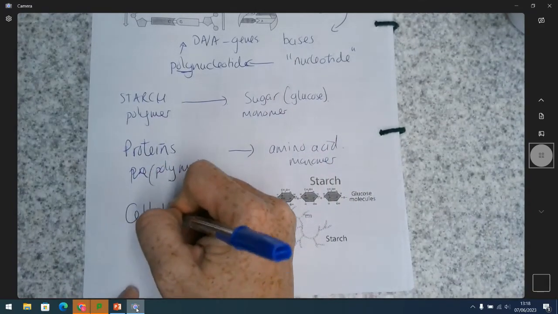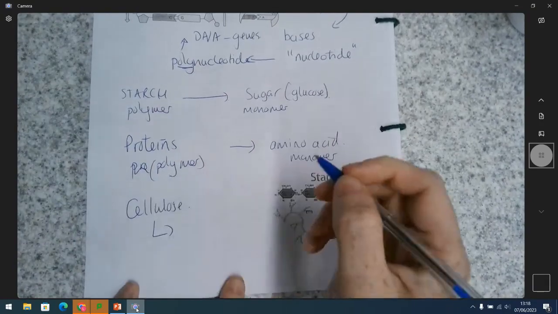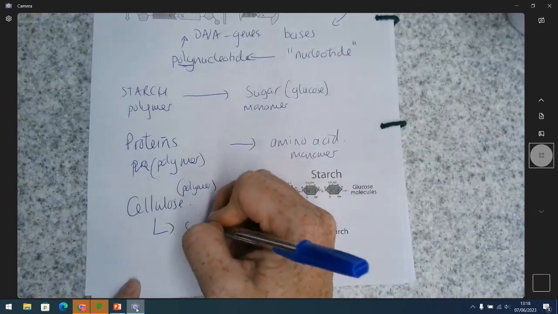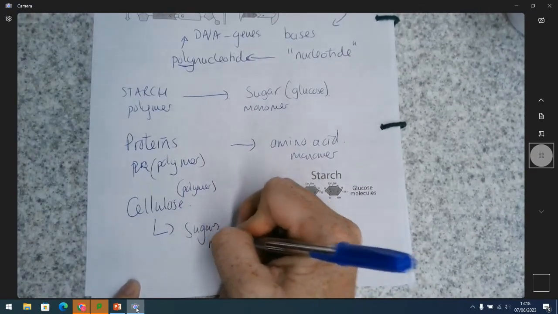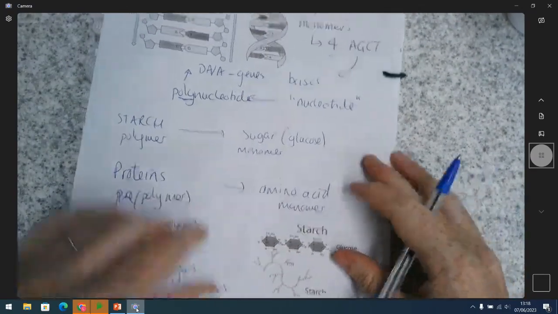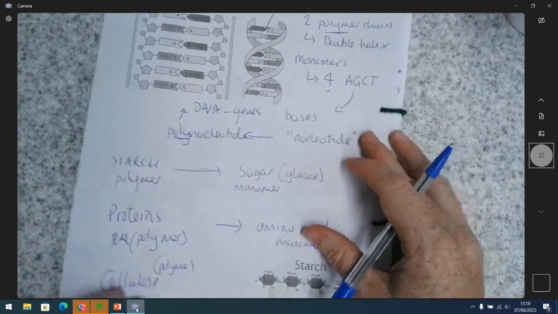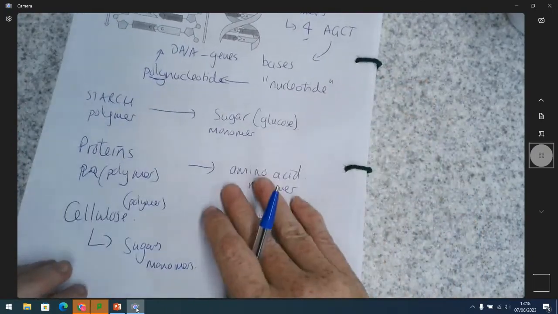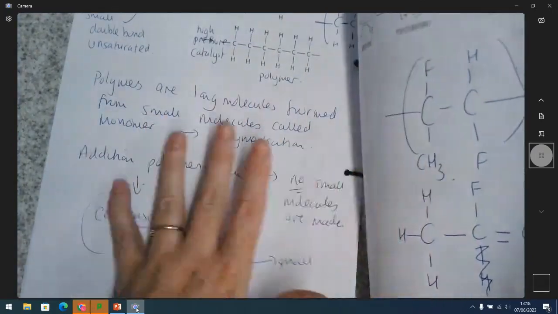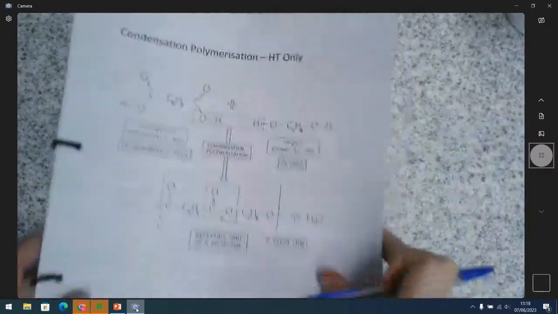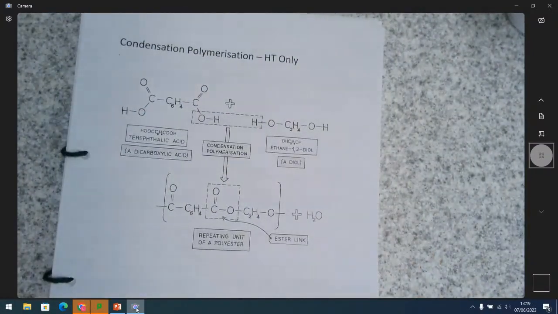And then cellulose, which is the cell wall, is another example of a natural polymer that is made up from sugars, which are the monomers. So these are your natural polymers. So you've got DNA, starch, and proteins. Cellulose are all examples of natural polymers, whereas what we've talked about previously are your synthetic ones, the ones that are man-made. So if you are foundation tier, that is all you need to know about polymerization. So you are done.